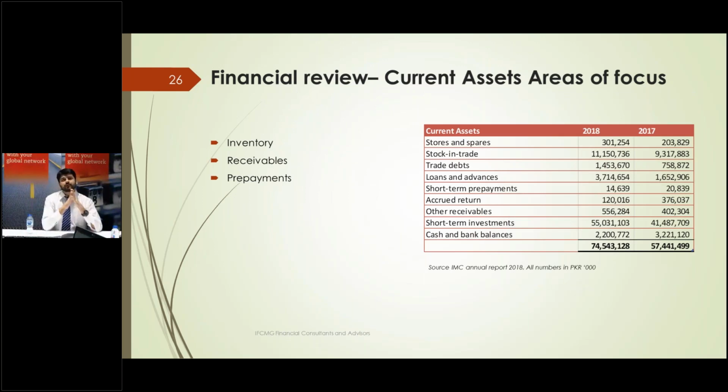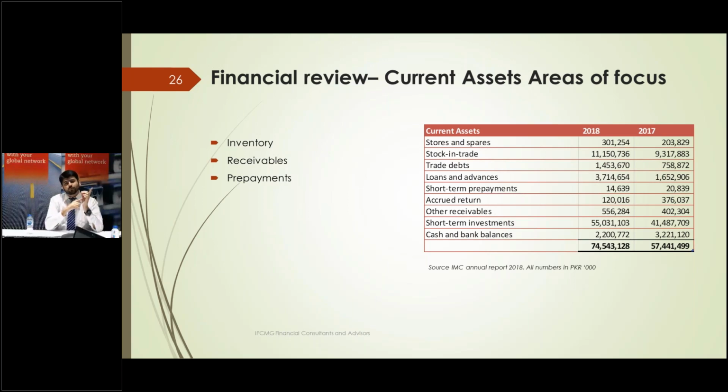Okay, next up we have the current assets. Just a snapshot of the Indus Motor Company. We have stores and spares, stock and trade debts, loans and advances, prepayments, accrued returns and other receivables, short-term investments, and cash and bank balances. As you can see from the composition, you may recall that we had discussed that Indus Motor Company sources the majority of its raw material from abroad. So you can see that reflected in the inventory here, which is 11.1 billion.